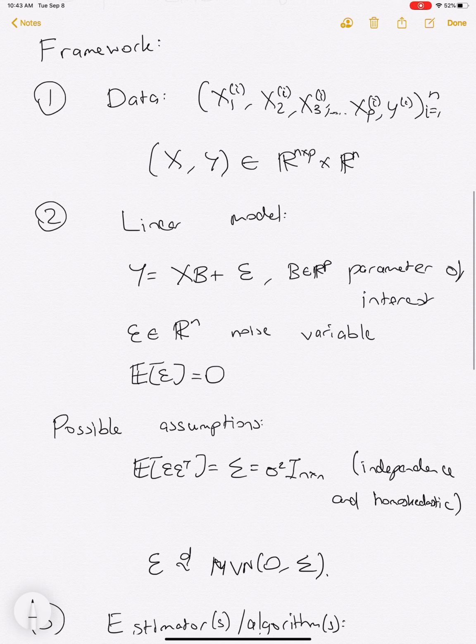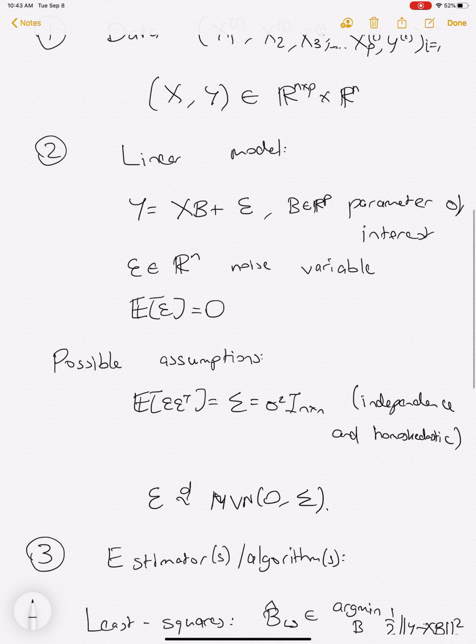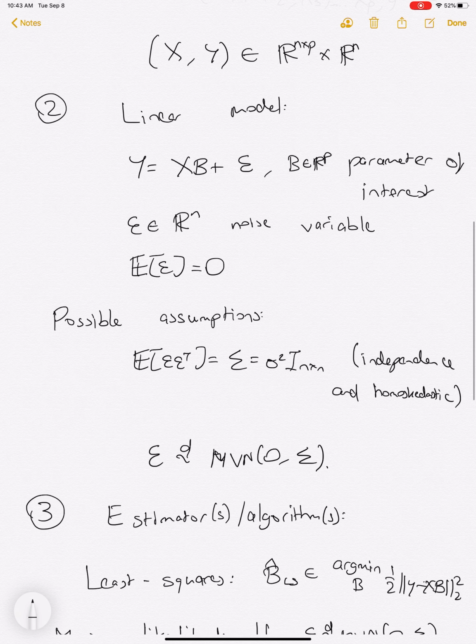Then we also talked about possible assumptions. Obviously mean 0 is something we assume throughout. Then we looked at various examples. We looked at assumptions like independence and homoscedasticity, which is that the covariance matrix of epsilon, which we denote sigma, is sigma squared times an identity matrix. This involves independence and all of the noise variances being the same. The other assumption that we considered was multivariate normality, where epsilon is a multivariate normal with mean 0, obviously, and some covariance matrix sigma.